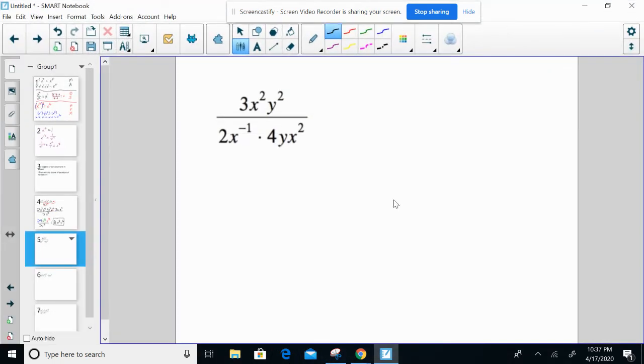All right. So, taking a look at this, survey the damage here on top. 3x squared, y squared, no negative exponents, nothing to combine. Let's take a look at the bottom. Why don't we take care of that negative exponent first? We need to make it positive.